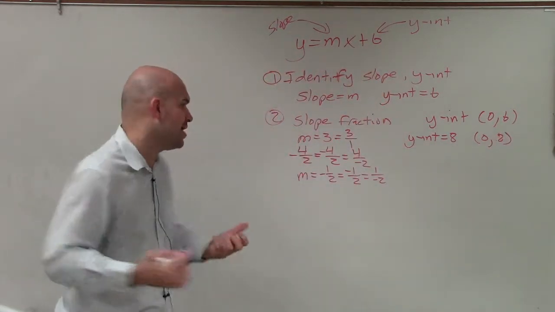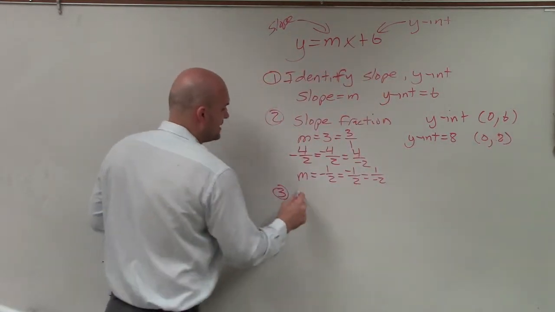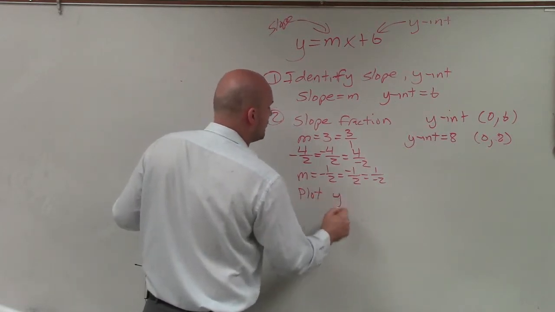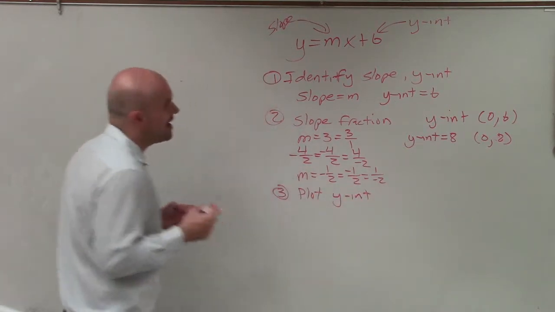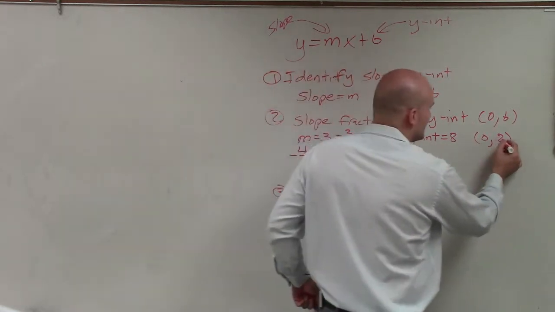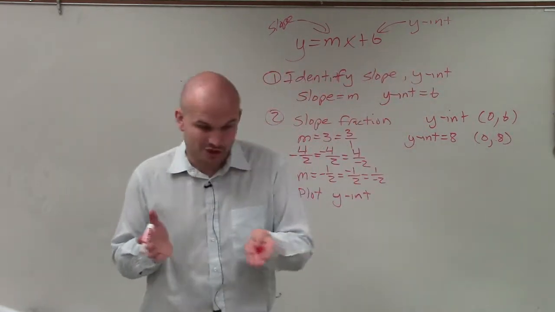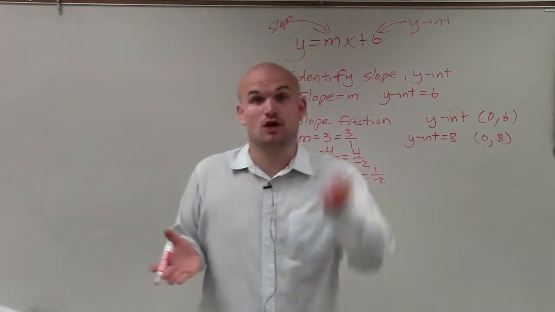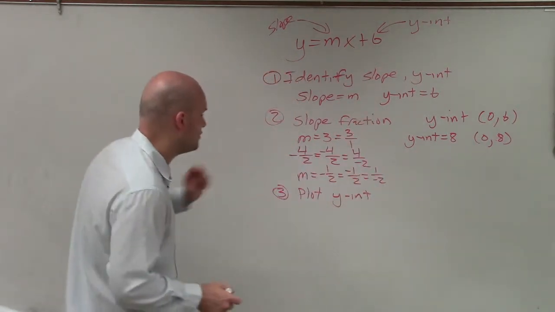And why is that going to be helpful? Because the next step is to plot the y-intercept. If you have the y-intercept as a point, you can just say, all right, (0, 8). 0 means I'm not going to go left or right at all. I'm just going to go up 8 units. So you plot the y-intercept.